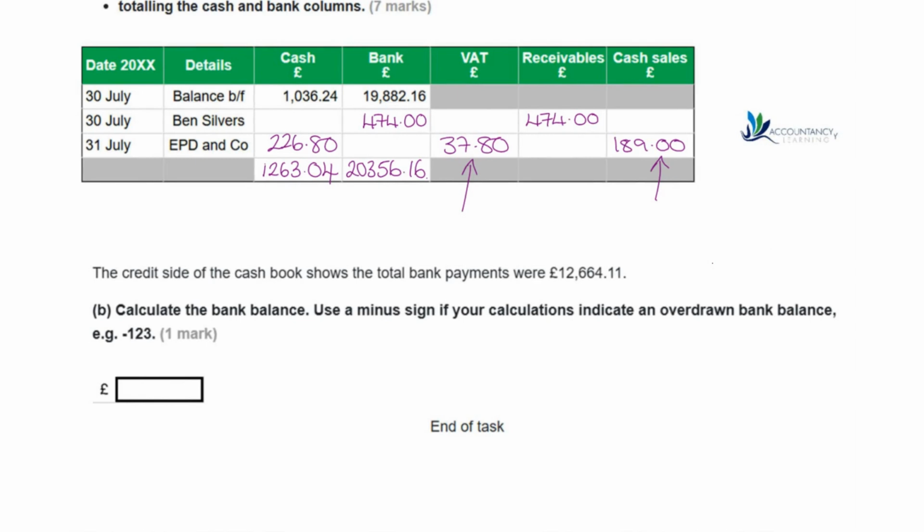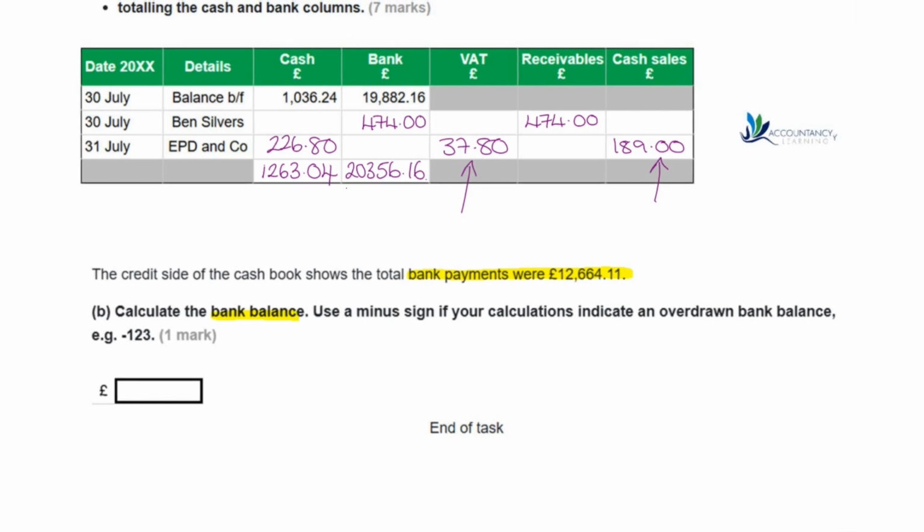So the final part then is the credit side of the cash book shows the total bank payments were £12,664.11. We now need to calculate the bank balance, and we're told to use a minus sign if the calculation indicates an overdrawn bank balance. So we're given our payments, so we need to use the figure that we've got now as our bank figure. That's our debit figure, that's how much has been debited.